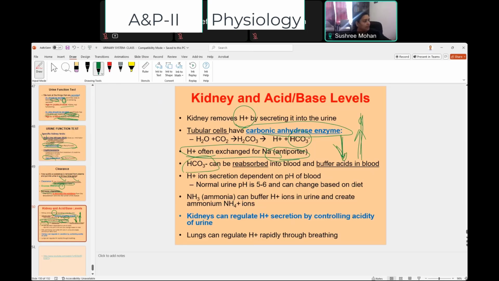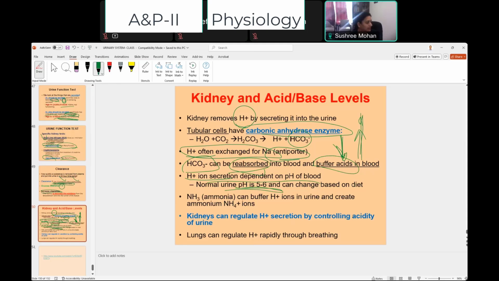Bicarbonate, we need it in the body because it acts as a good buffer. So that is reabsorbed. And H+ ion secretion depends on the pH of the blood. So if the normal pH is 5 and 6, based on the diet, if you are having too much acidic content inside, more H+ will be secreted.